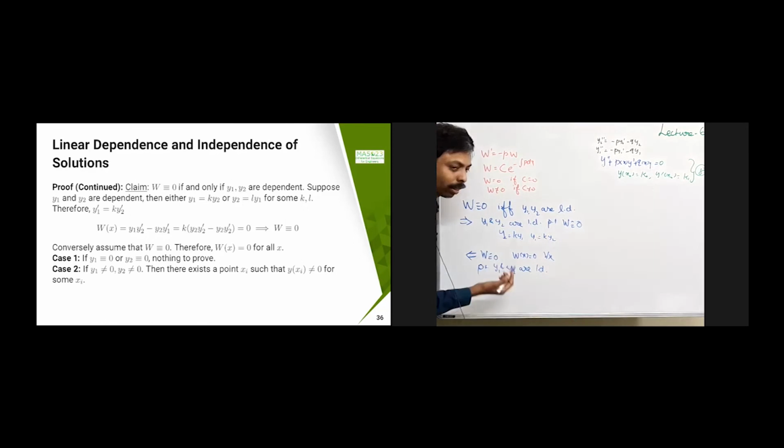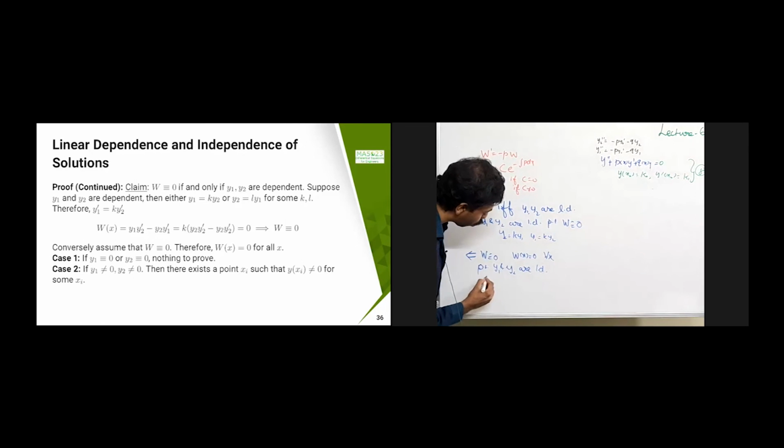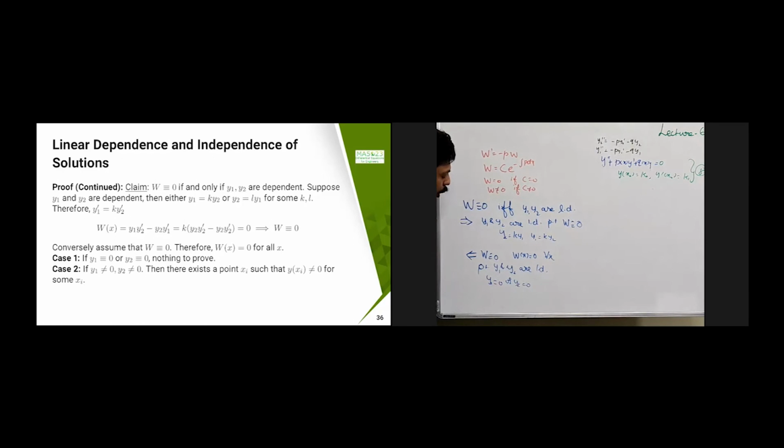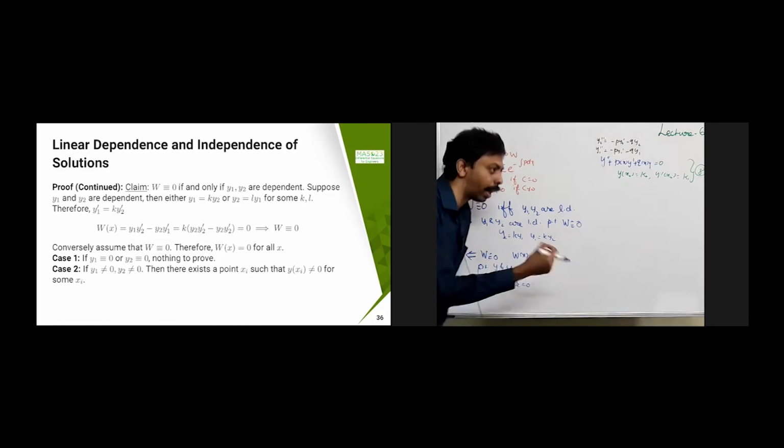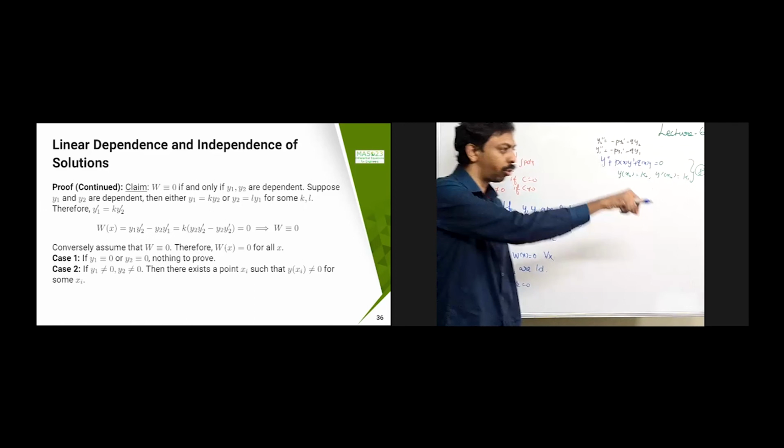So here there are two cases I can take. One is, suppose y1 equal to 0 or y2 equal to 0. Then obviously this is going to give me a linearly dependent set, because if you take any set and put 0 inside that set, it becomes linearly dependent. So nothing to prove over there.